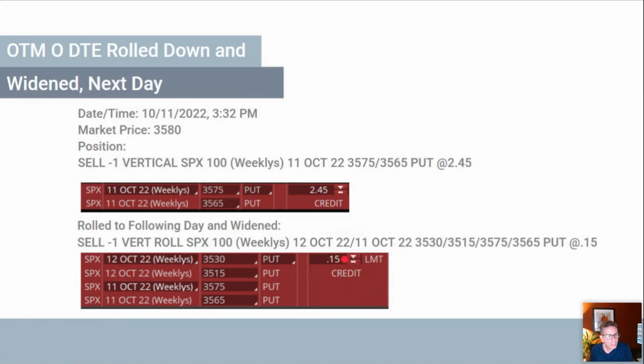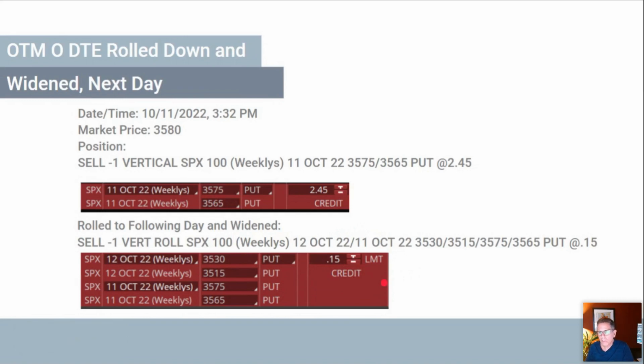But we're not really looking for credit. We're looking to de-risk the position because the trade is threatened. So in this case, we were able to bring it down from 35.75 down to 35.30 by widening the position. So that takes it much further away than not widening the position. So that's what it gives you.